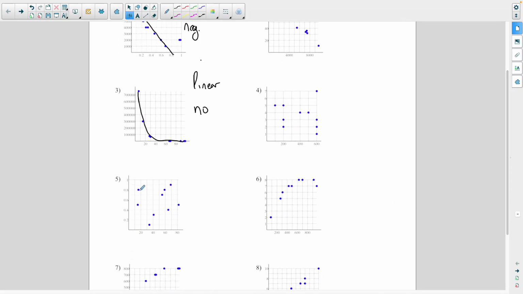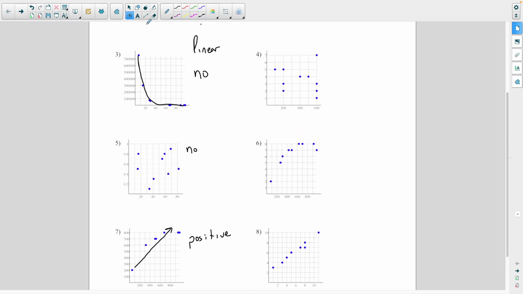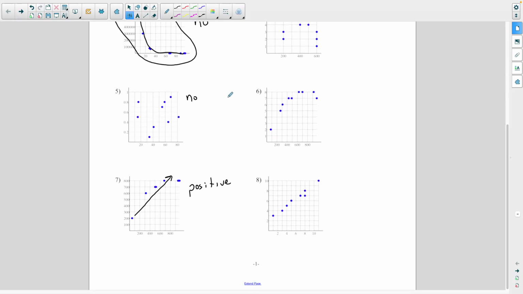In number 5, we see that there is no distinct pattern in what's going on, so there is still no correlation. On number 7, we can slightly see that there is somewhat of a positive correlation. I will say that probably what will trip many people up would be number 3, as it does look like it's a negative correlation, but we're talking about a linear correlation. This is an exponential correlation, which we do not talk about in Algebra 1 at all.